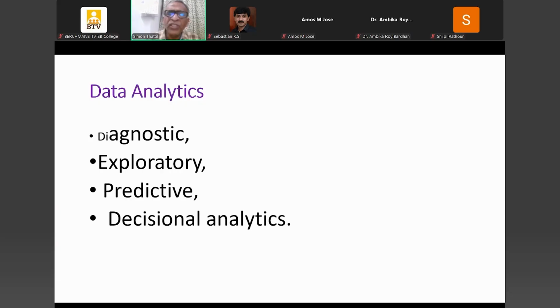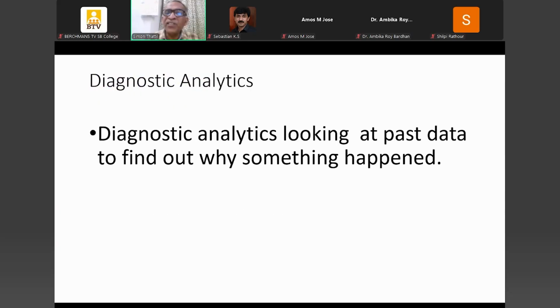So let us see what these are. In diagnostic analysis, when you're doing diagnostic research, you're looking at the past to find out why something happened. The past was like this. Now the data is moving like this, and you're trying to find out why. It is similar to what we talked about when we said the medicine kind of a thing.